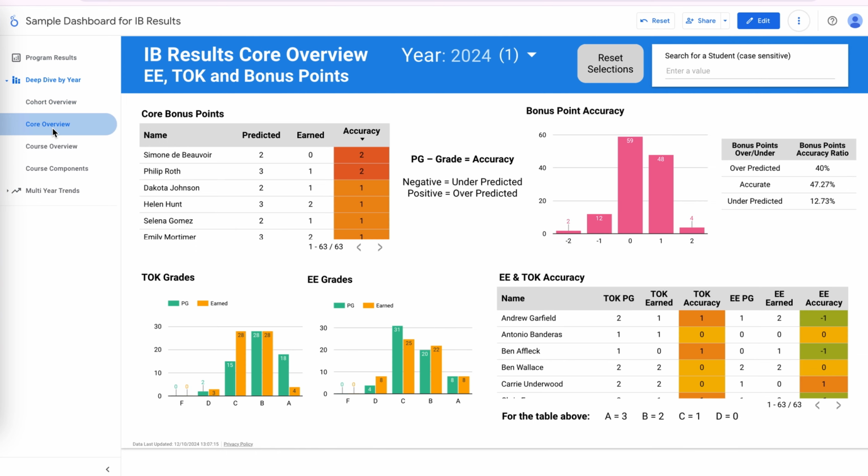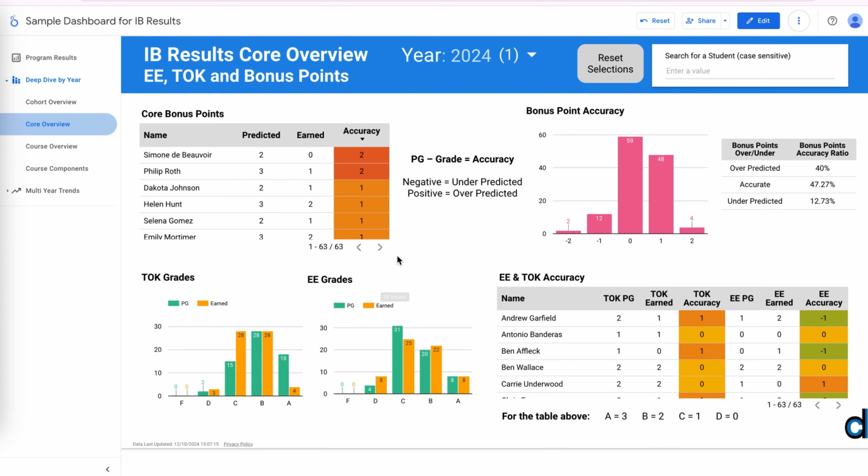Then we go to the core overview, and this takes the previous data a little bit more in depth. What this will show is where the predicted and the earned are, as well as the accuracy of the predicteds. So here we can see that we have 59 that were spot on with the accuracy, but then we have a good 52 that are over predicted, and we've got another 13, 14 that are under predicted. And here you can see those broken down into percentages as well.